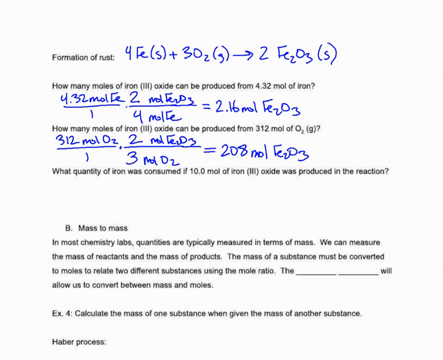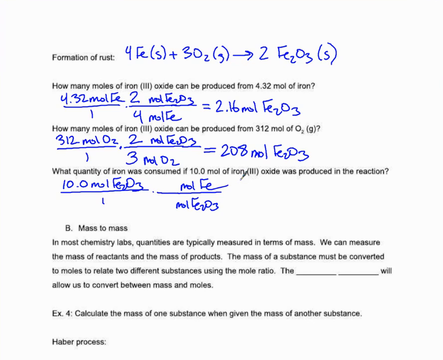Now we're looking at it differently in the next question. We know that 10.0 moles were produced. We want to know how much iron was used up. So start with things that we know. And the mole ratio here is between moles of iron 3 oxide and moles of iron.